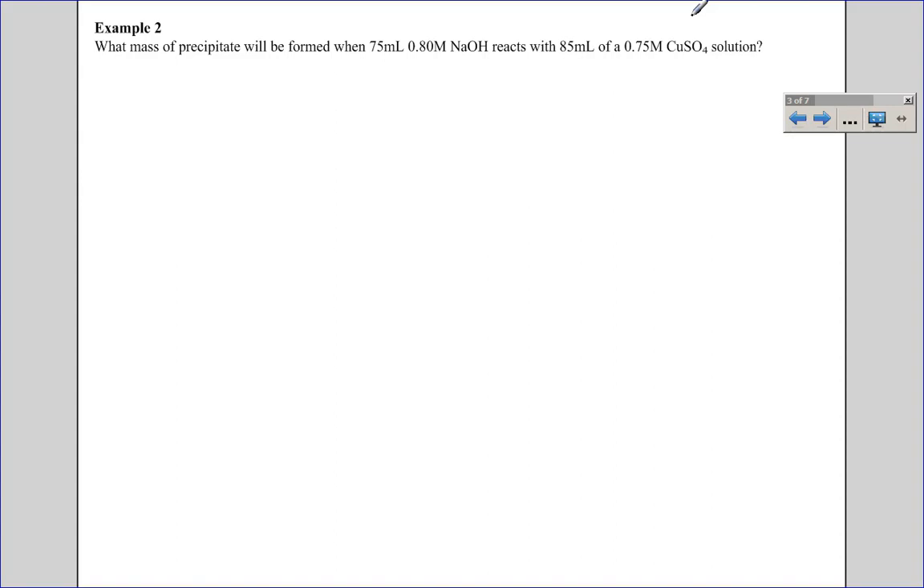Precipitate that will be formed when 75 milliliters of 0.8 molar sodium hydroxide reacts with 85 milliliters of 0.75 molar copper sulfate solution. Now we're not given a reaction here, so what we need to do is write out the reaction first. So I've got sodium hydroxide, and I'm reacting it with copper sulfate.